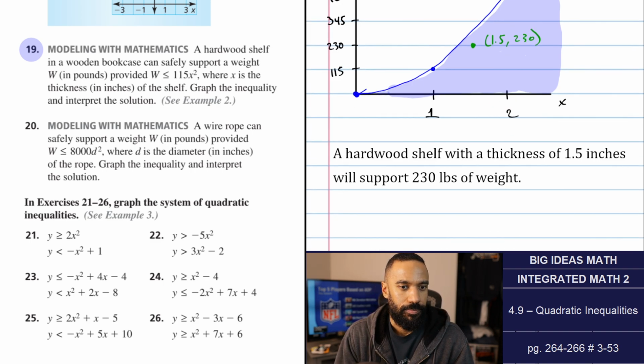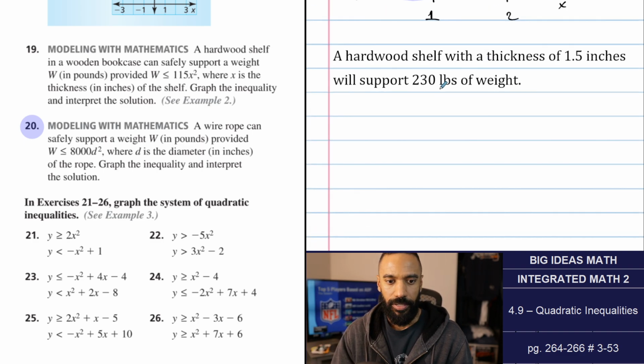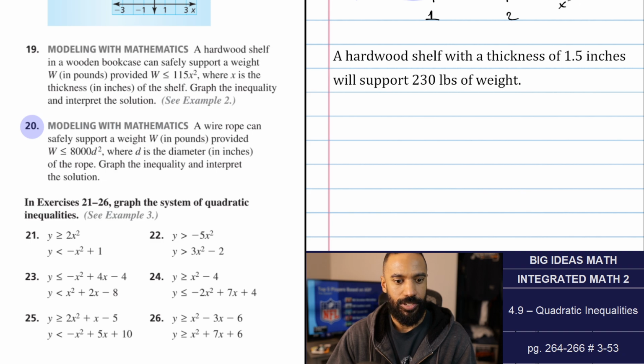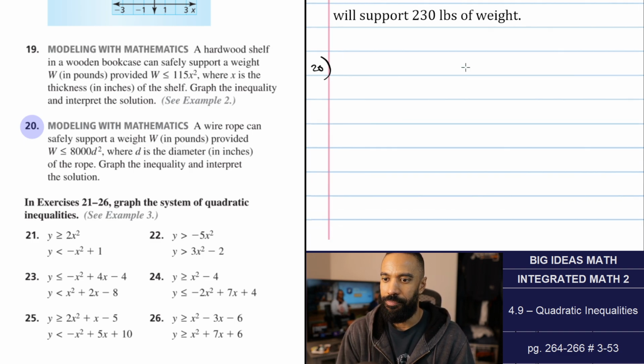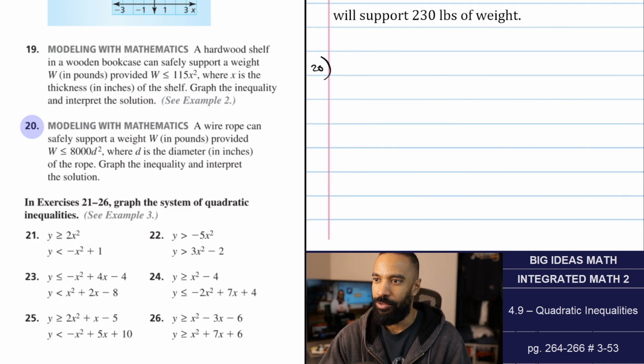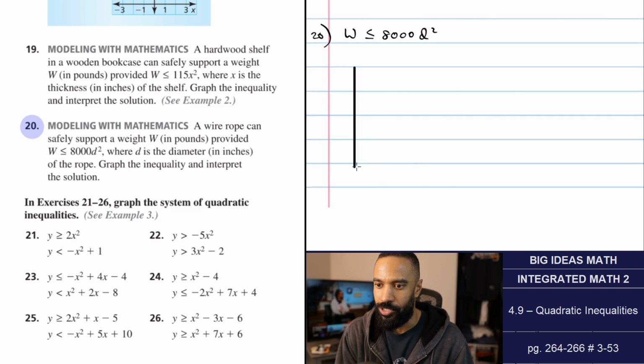Okay, number 20. A wire rope can safely support a weight in pounds provided this. Sketch the graph and interpret the solution. It's the same kind of question, just a different one, so a lot like the previous one, let's do the same stuff. Let's write it out. W is less than or equal to 8,000 d squared. I didn't really read the context, I'll do that afterward. Let's get the drawing first, shall we?